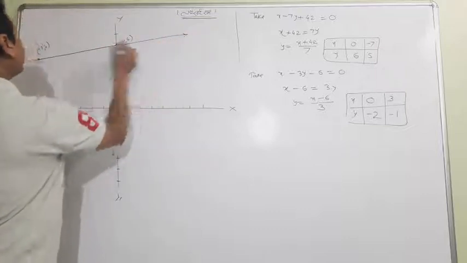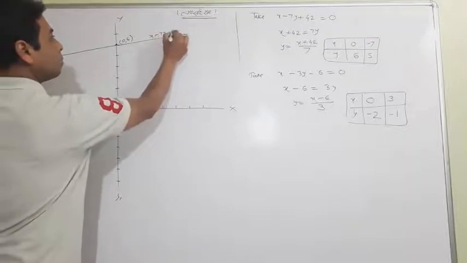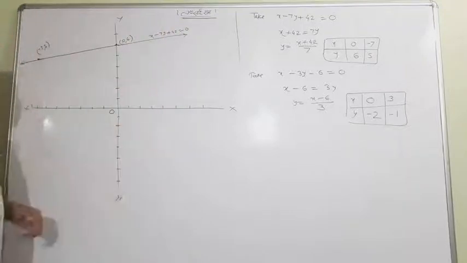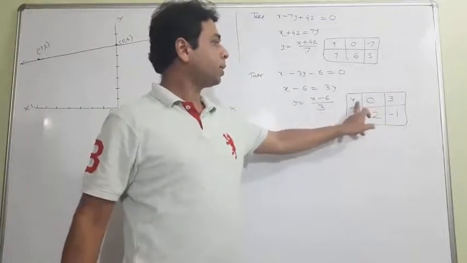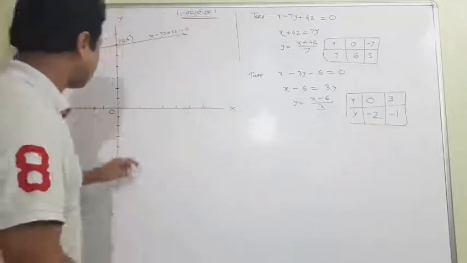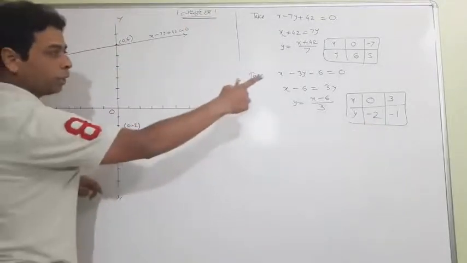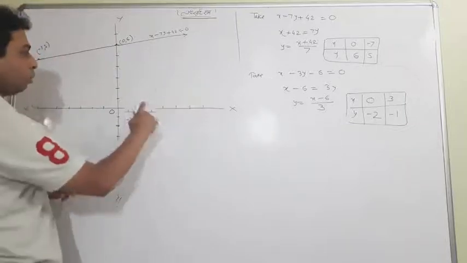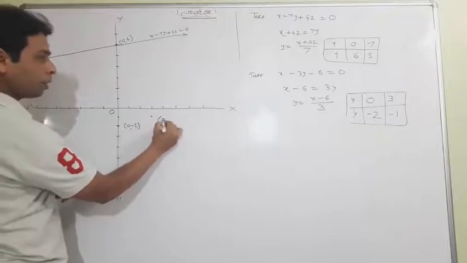Also write the name of the line here. Which line? x minus 7y plus 42 is equal to 0. First line. Now it's time to go to the second line. 0 and minus 2. Definitely x is equal to 0, y equal to minus 2, meaning it is lying on the y axis. This is y equal to minus 1, minus 2. 0 and minus 2. And the further point is 3 and minus 1. So x is equal to positive 3 and y equal to minus 1. Here it is.